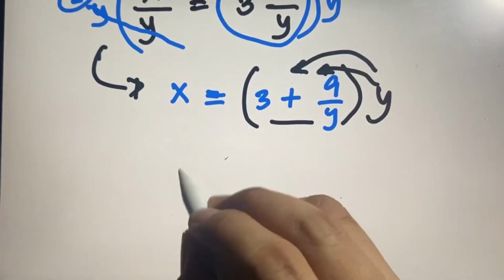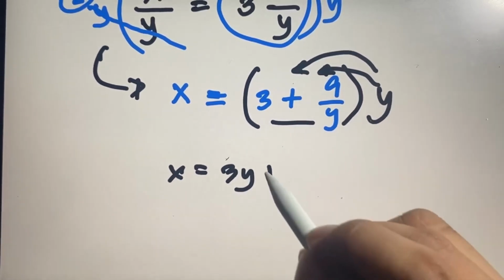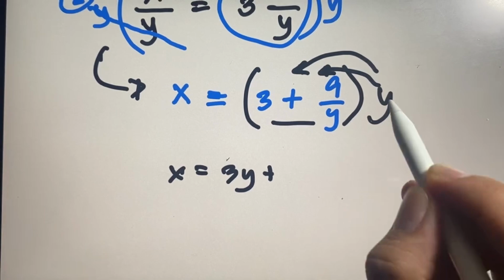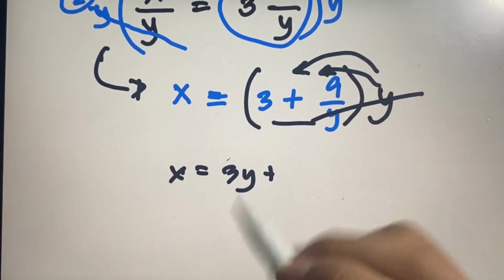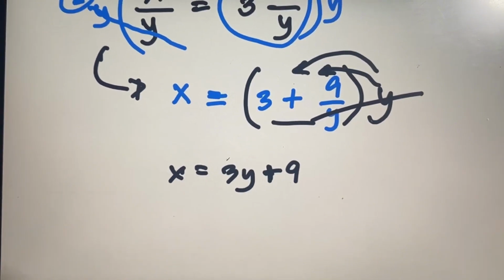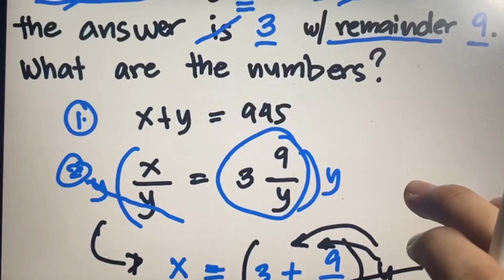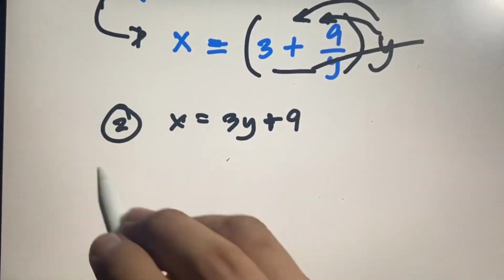So therefore, x is equal to 3 times y, which is 3y, plus 9 over y times y. Then we could cancel out y here, and the second term would be just equal to 9. So this is the new transformation of our equation 2. So we have equation 1 here and equation 2.